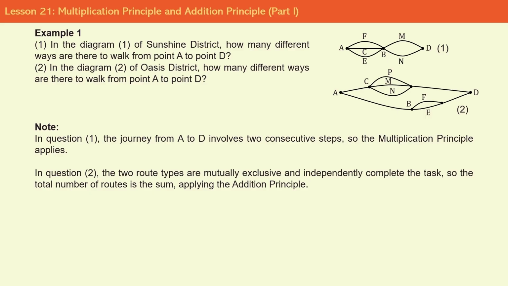In question 1, the journey from A to D involves 2 consecutive steps, so the multiplication principle applies. In question 2, the two route types are mutually exclusive and independently complete the task, so the total number of routes is the sum, applying the addition principle.